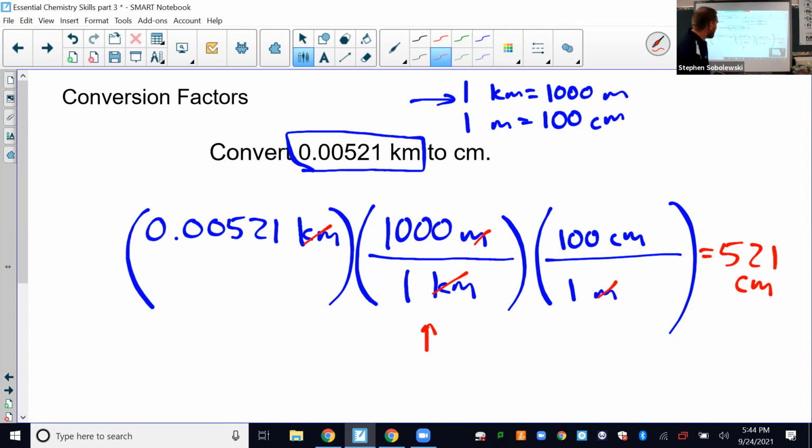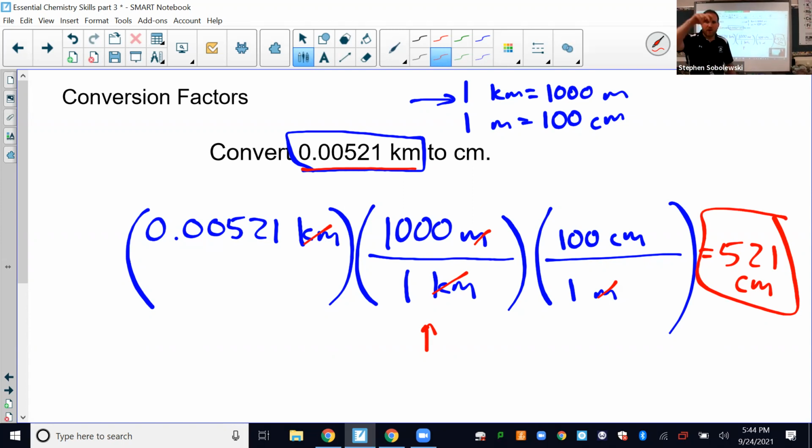So for conversion factors, you really want to just look at the starting number, count your sig figs, and match it. How many sig figs in 0.00521? 3. How many sig figs in 521? 3. That's our answer.